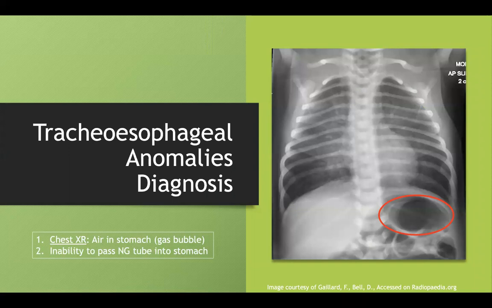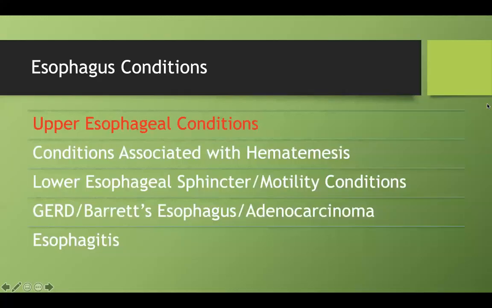If you look at the top of this x-ray, you can see how the NG tube's not passing down like it normally should all the way down. It's getting kinked up here because there's an atretic proximal esophagus that's preventing it from going all the way down. So that covers the upper esophageal conditions.